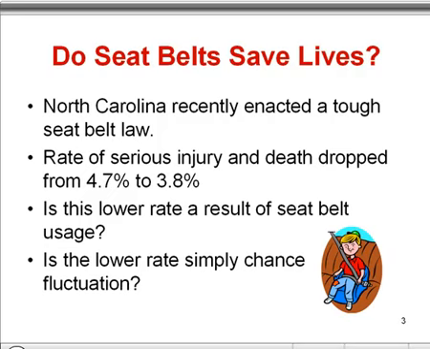When North Carolina introduced a seatbelt law a few years ago, the rate of serious injury and death dropped from 4.7% to 3.8%. Now this is surely a lower rate, but not a lot lower. We know there is random variation and that the rate of serious injury and death will fluctuate from year to year. So is this decrease in the rate after the seatbelt law was passed due simply to chance? Statistics can help clarify ambiguous results such as this one.